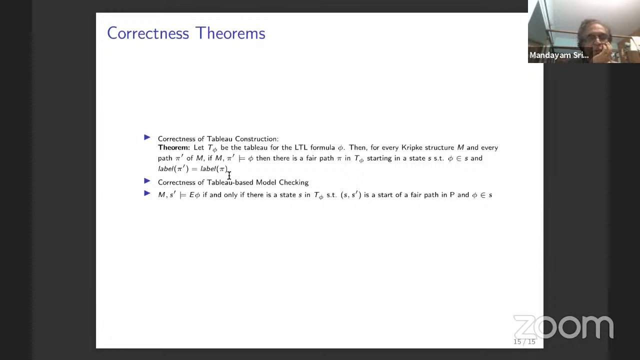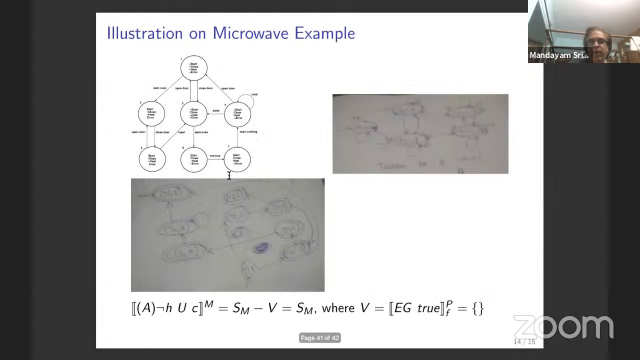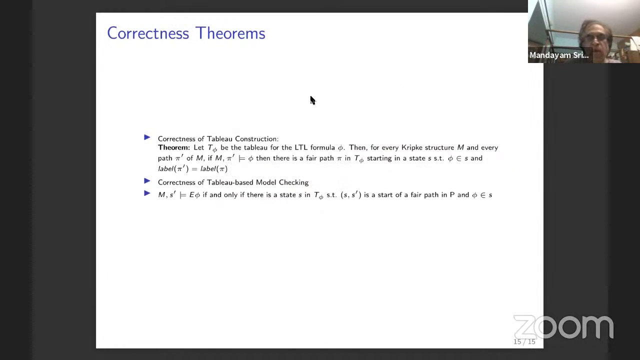Okay, so that's how the correctness theorem is stated, and the way you will use it for model checking is by collecting all the states from which there are fair paths. Okay, and that gives you all the states, and then you can check it with respect to the initial states, or you can keep all the states however you want. So that's how it is.